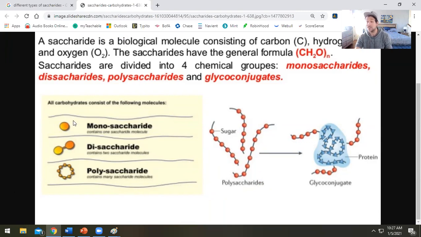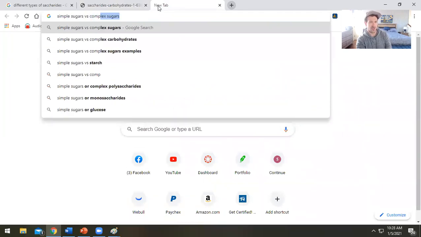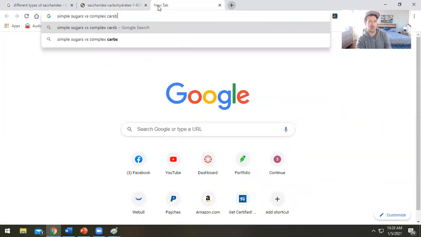So these two are the really simple sugars, right? Monosaccharides are what you're going to find in things like soda. Disaccharides are things that you're going to find in honey, fruits, very, very sweet vegetables. Stuff that tastes sweet are these two versions right here. But yeah, honey is a really good example of a simple sugar. And we can see that here, simple sugars versus complex carbs.